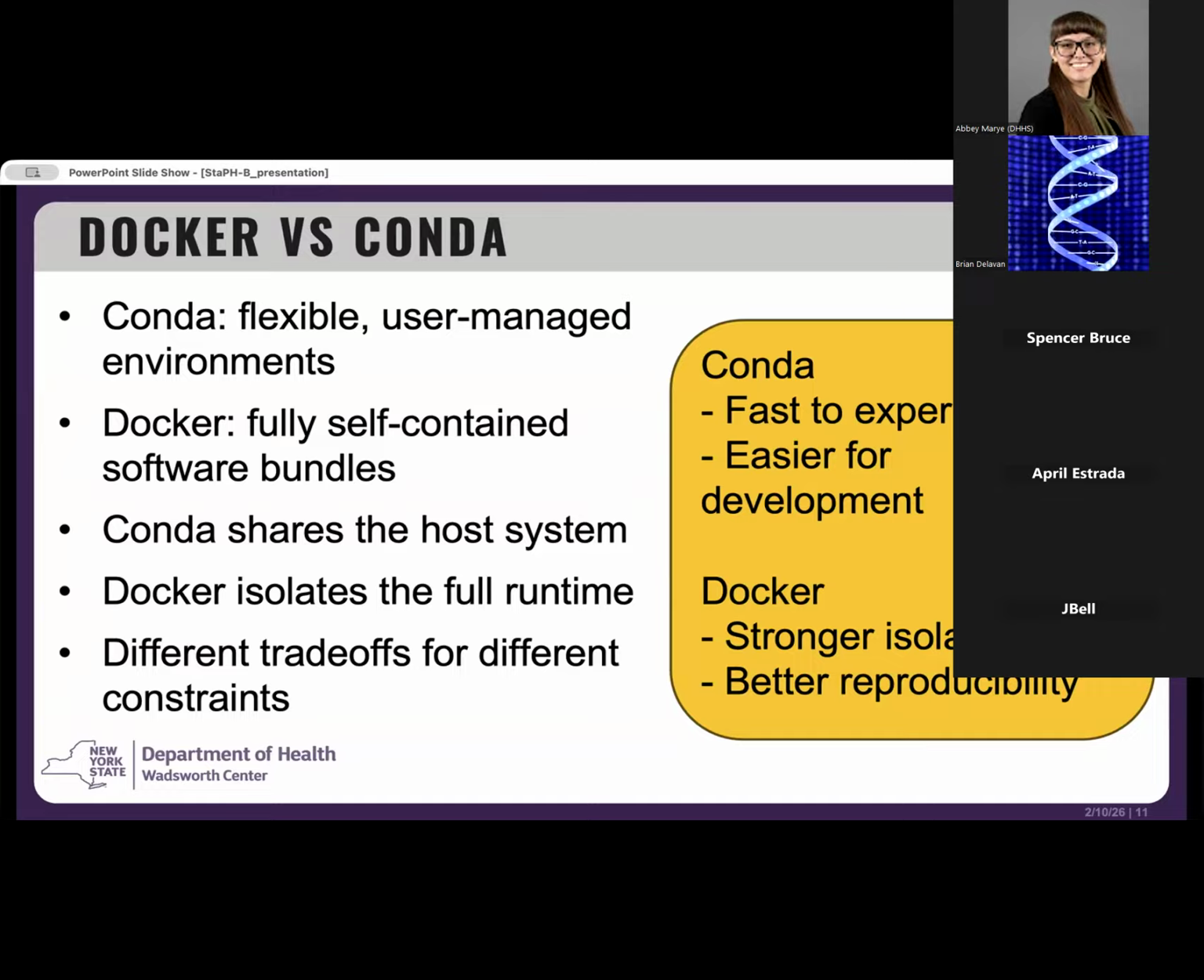So an important distinction is that Conda environments still share the host operating system. That's why it's lightweight and easy to use. Docker isolates much more of the runtime environment. So because the container defines the software stack more completely, it is less sensitive to differences in the host system. This is a big reason containers improve reproducibility. So the trade-off kind of looks something like this, right? Conda is often faster and easier when you're developing or experimenting. Docker is often better when you need to share analyses, reuse pipelines, or guarantee consistent behavior across systems.